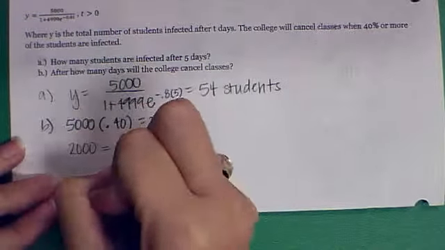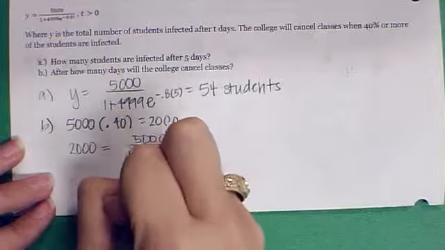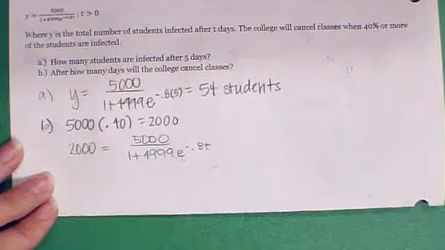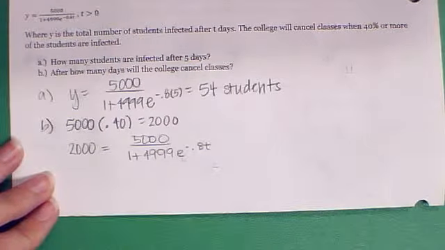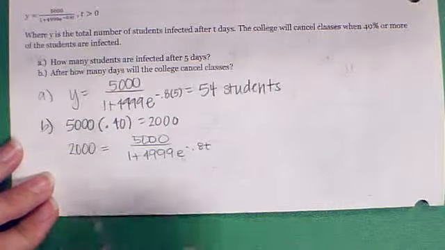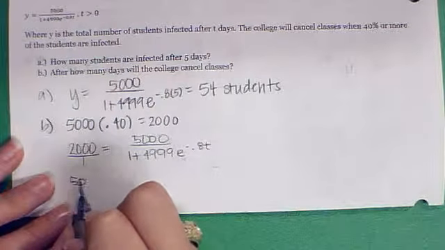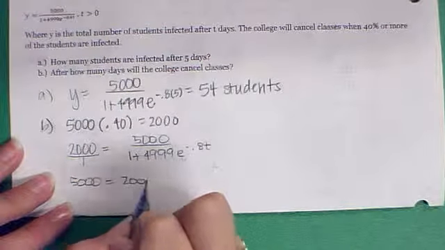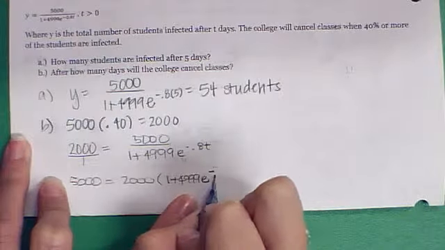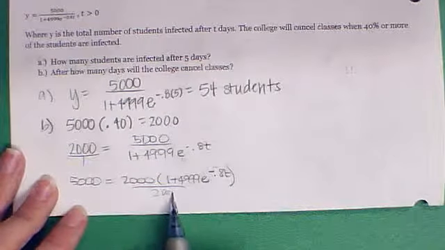If I make my y value 2,000 and leave the t this time, because I want to figure out how long, which would be the time factor, I want to get t by itself. To do that, I've got a lot of steps, especially since this is within an exponential, under a fraction, in an exponent. So I'm going to put this side over 1. I'm going to cross multiply so that 5,000 will equal 2,000 times 1 plus 4999 e to the negative 0.8t. I'm going to divide both sides by 2,000.